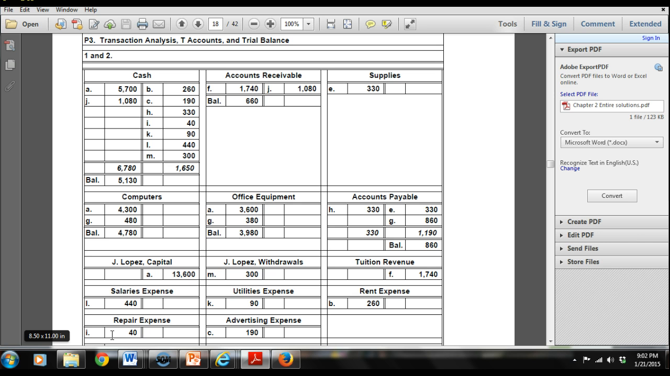Expenses reduce our owner's equity. Since our owner's equity has a normal credit balance, reducing by expenses is a debit balance. So expenses have a normal debit balance.